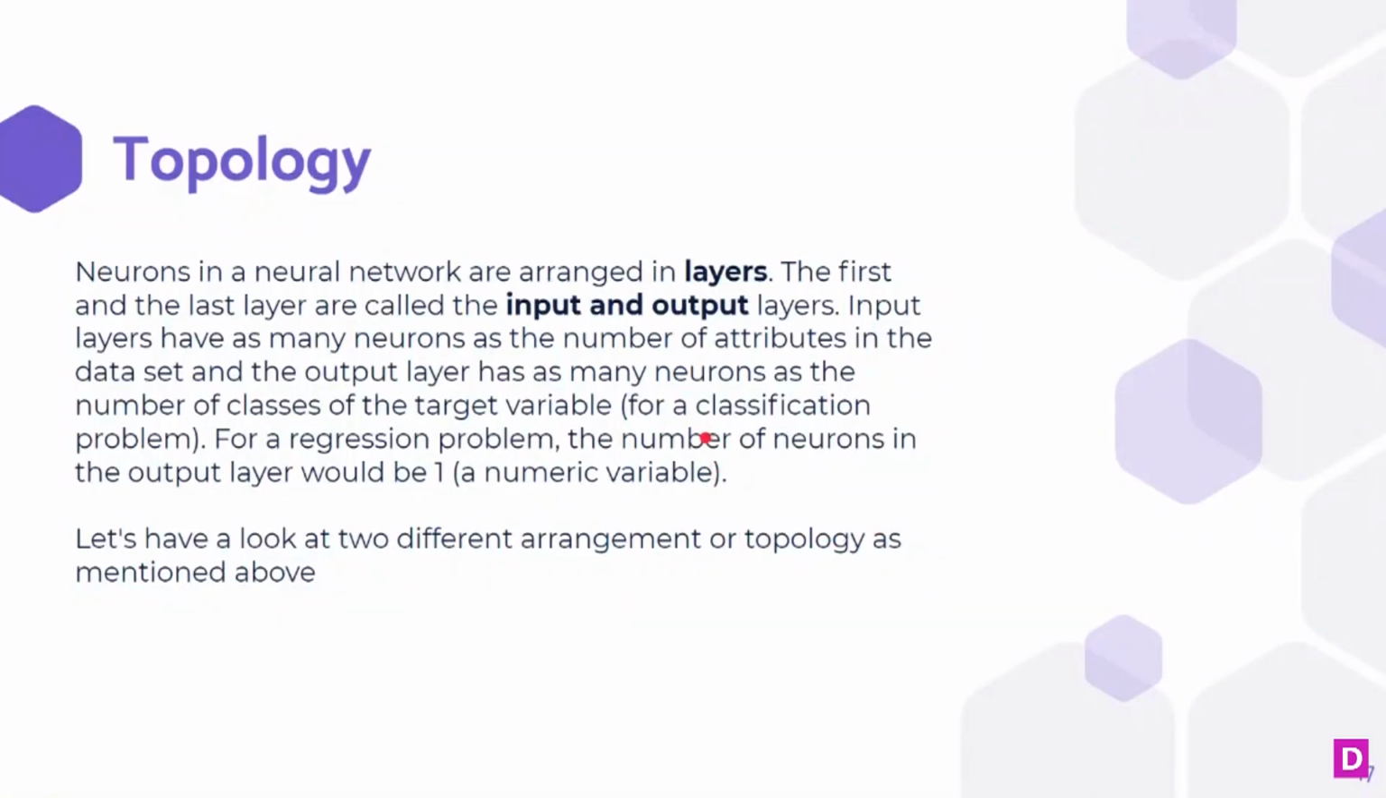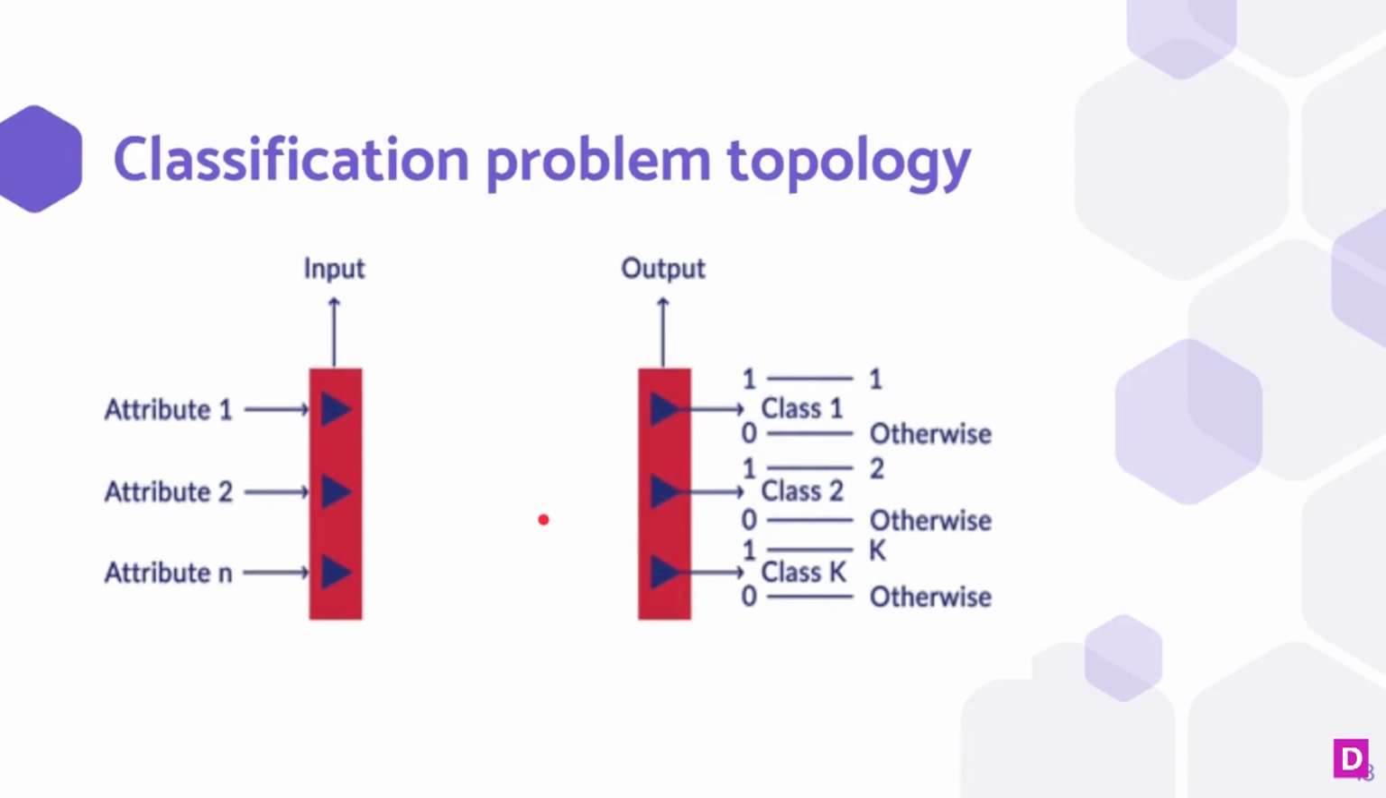So as discussed previously, we have to look at two different topologies, right? Based on the problem which we have. One is about classification problem, and the second one is about regression problem. So let's jump into the very first topology, that is classification problem topology.